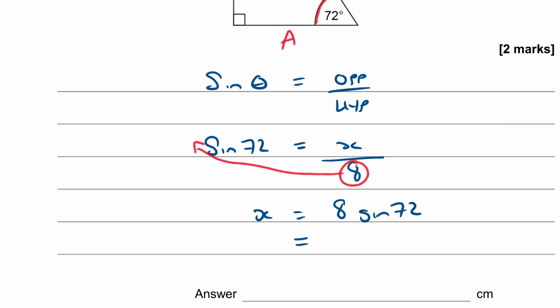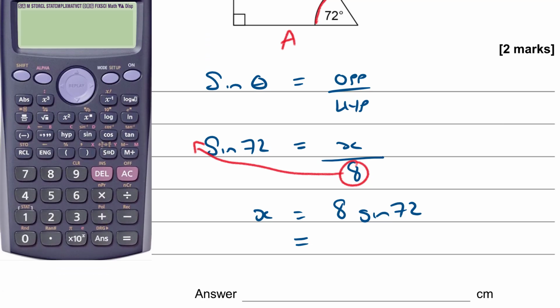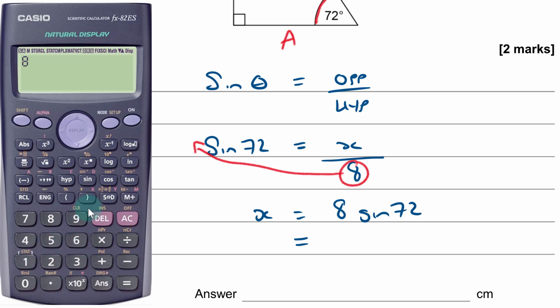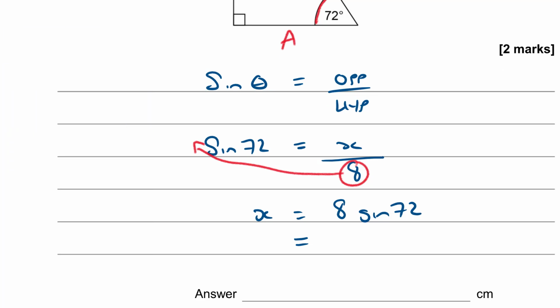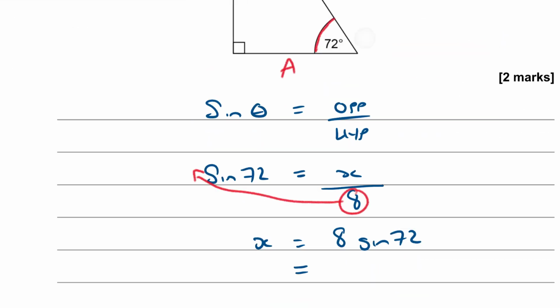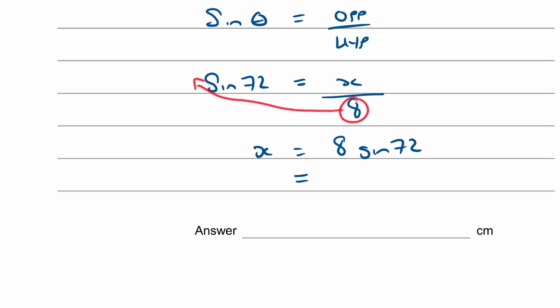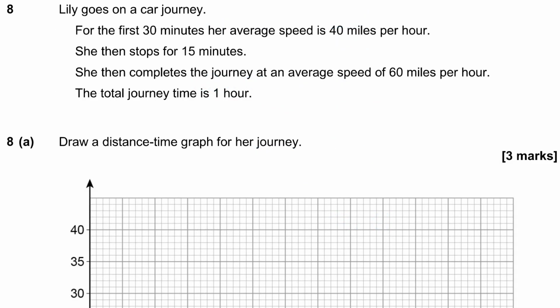Reaching for the calculator. Sine 72. Make sure your calculator is in degree mode. That could be a terrible mistake otherwise. Sine 72 times 8 is 7.608. I'm going to round that off to 3 significant figures. Does it tell me to do that? Nope. If it doesn't say, then 3 significant figures is usually a good one to go for. So I'm going to round that off to 7.61.